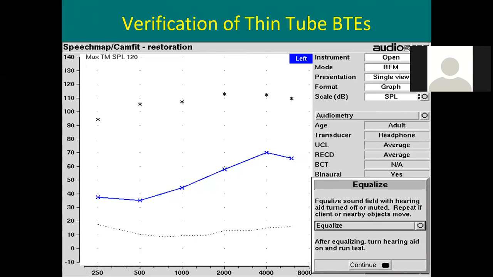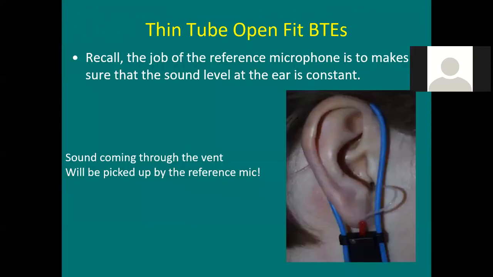Well, what they're trying to do there, and every manufacturer's real ear system is going to handle this a little bit differently, but what they're talking about, thin tube open fit BTEs, recall the job of the reference mic, the little thing I'm pointing to right there with my arrow, is to make sure, nice spelling, Ted, that the sound level at the ear is constant. So if you've got 65 indicated, the speakers had better be emitting 65, and the reference mic is going to make sure that they're doing so.